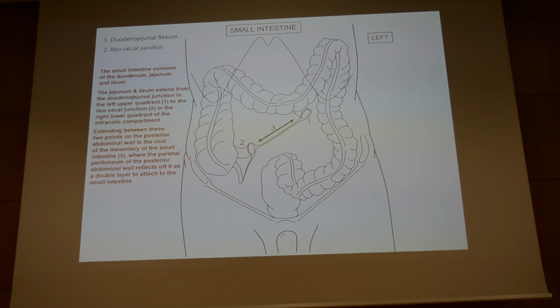Why? Good. Mahmoud. Provides the route for arteries and veins. It crosses the right medial paracolic gutter.